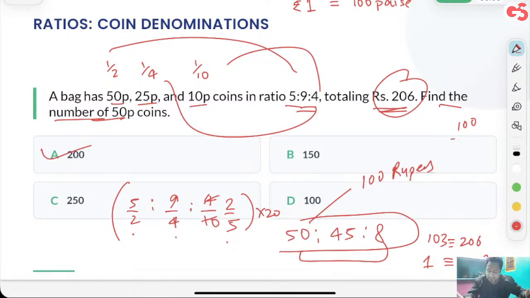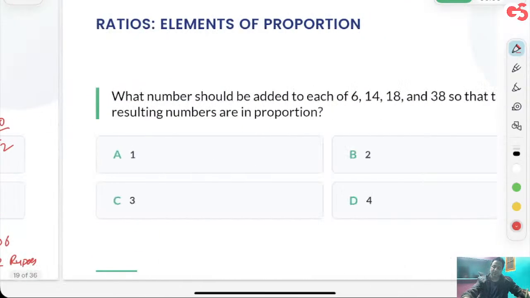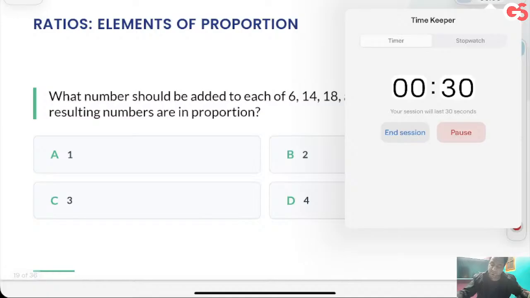100 upon 1 by 2 is 200. 200 coins of 50 paise each will make 100 rupees. This is a very good question. All right, now, that was compound ratios. Going to the next one.